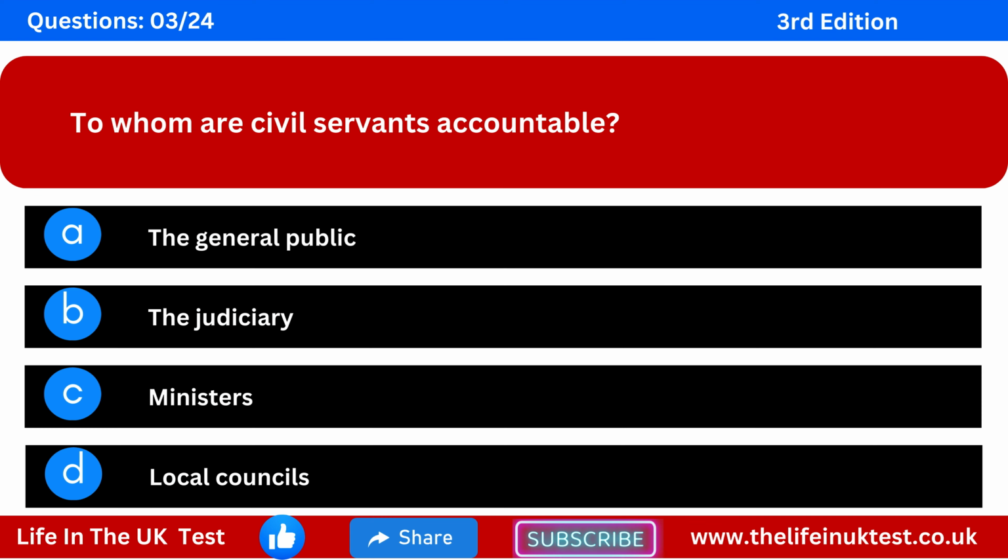To whom are civil servants accountable? Option A, the general public. Option B, the judiciary. Option C, ministers. Option D, local councils.